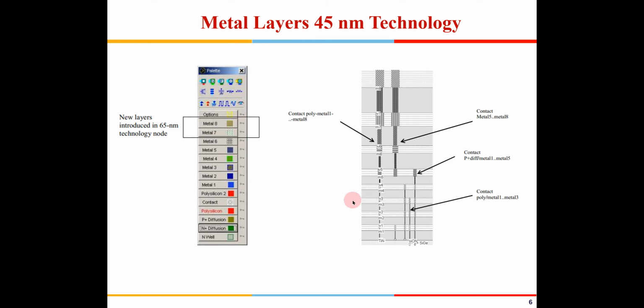When you are doing a back-end design, several vias will be provided by the fab lab design itself, which interconnect these various metal layers, generally.